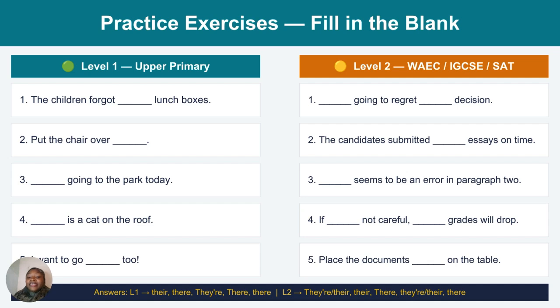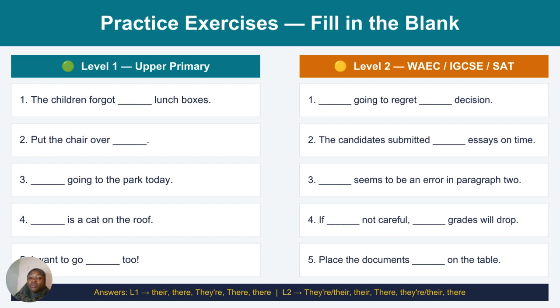Now, the candidate submitted dash essay on time. The candidate submitted their essay on time because it is showing possession. So here we have THEIR, and here as well we also have THEIR, because, apart from the fact that it's showing ownership, it's also following a noun. This is an abstract noun, and this is a common noun. Now let's move on to the third one.